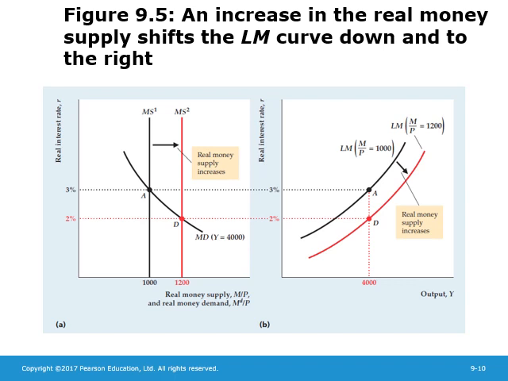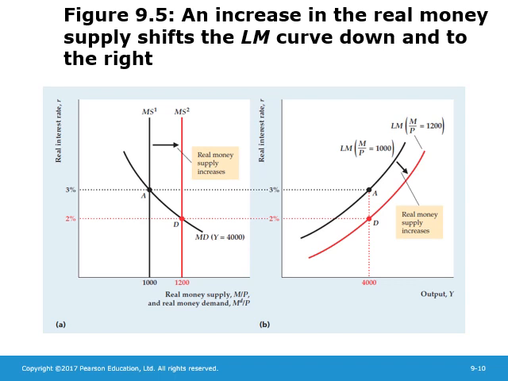So how to represent this on the LM curve? We have the LM curve. The first one is the black one. This is the point A, at which the interest rate was 3%. And remember, output is constant here. We are not changing output. So output is 4,000, which is the output associated with the drawn money demand curve. We have not changed it. We are just changing the real money supply.